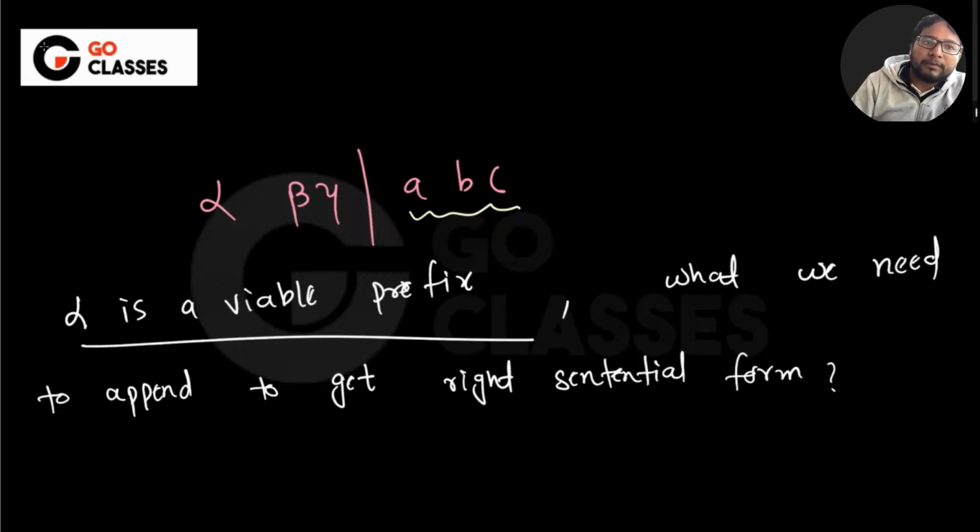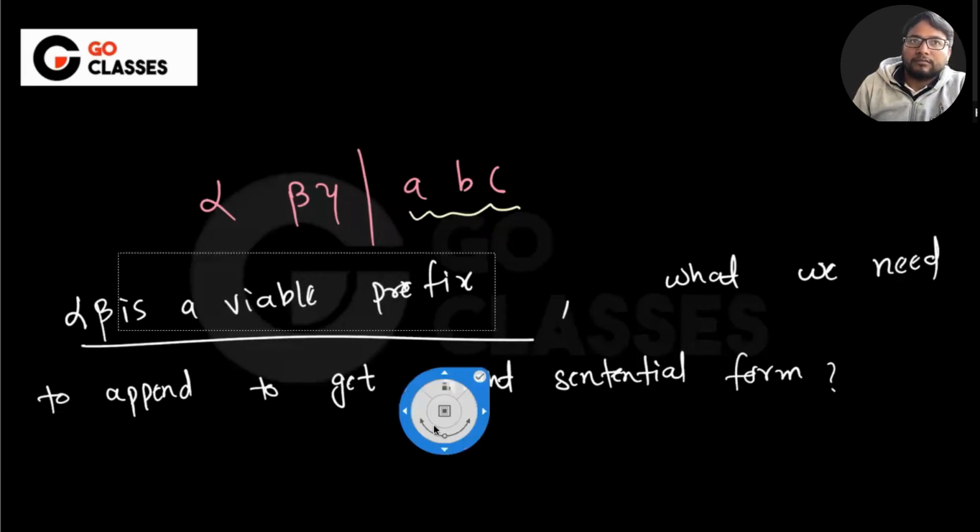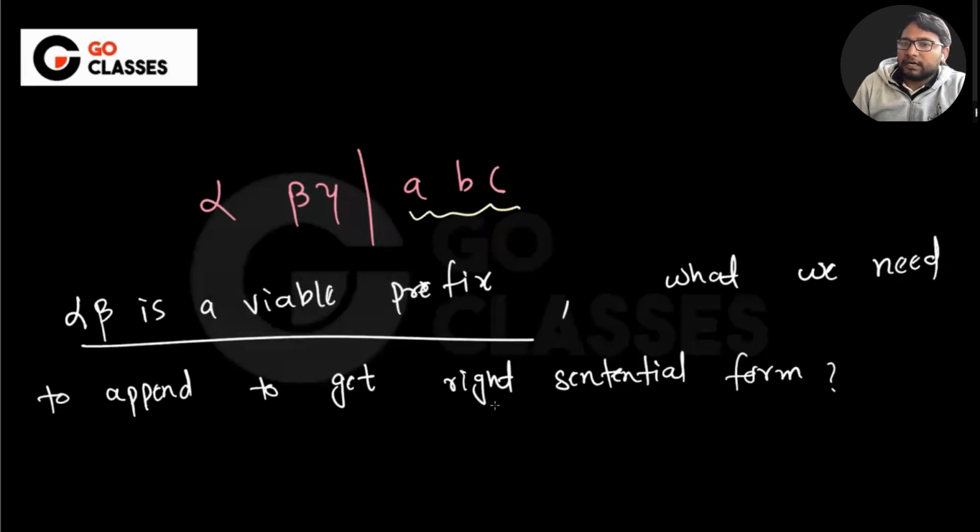Can alpha beta be the viable prefix? Yes, right? Alpha beta is definitely a viable prefix. Whatever is in the stack, the prefix of that. So alpha beta is definitely the viable prefix. So what do you need to append to alpha beta to get the right sentential form? Gamma ABC, generated to get the right sentential form.